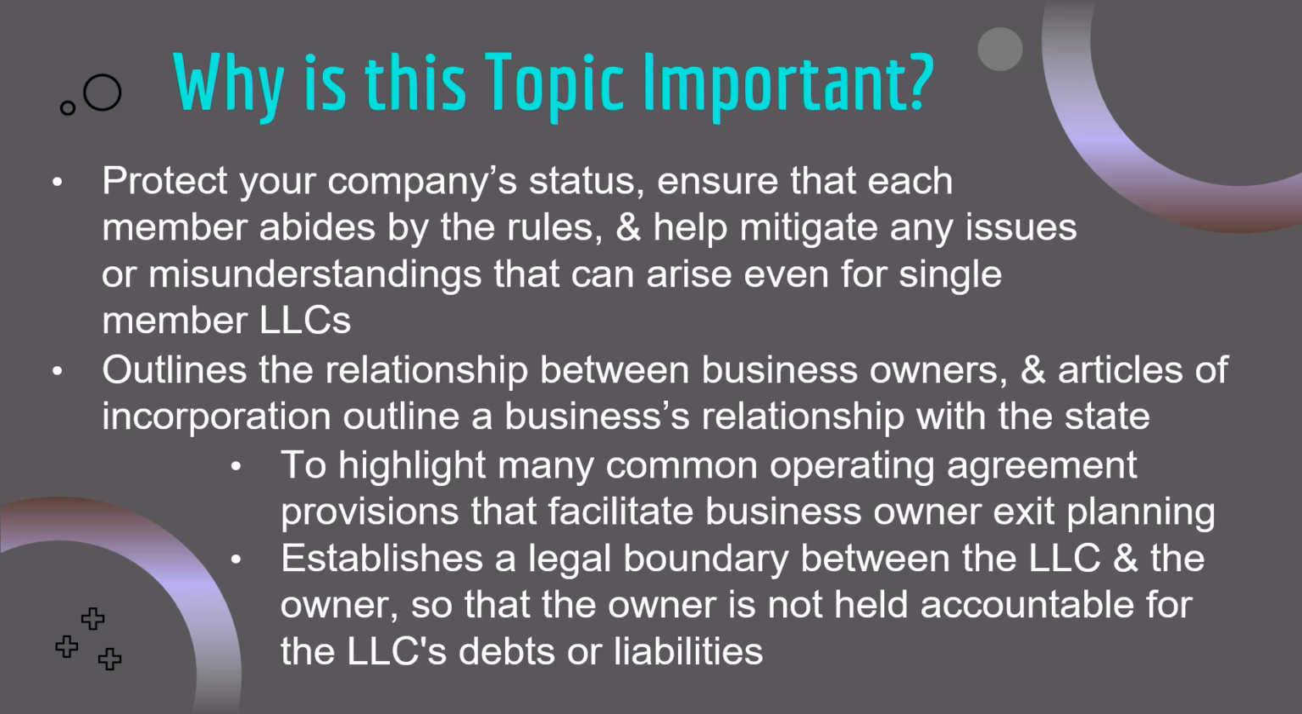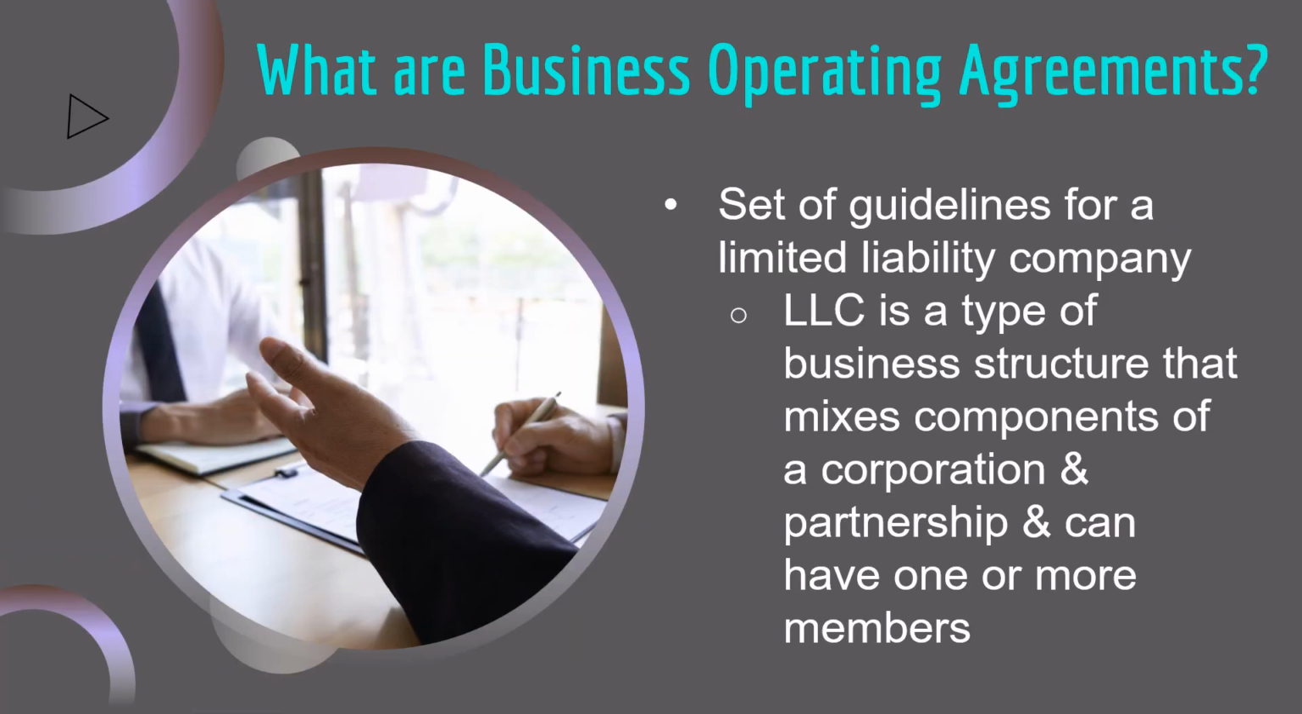You need to have that in writing. You need to have expectations, you need to have accountability, you need to have profit sharing, you need to have exit strategies. There are quite a few things that are essential to have in an operating agreement.